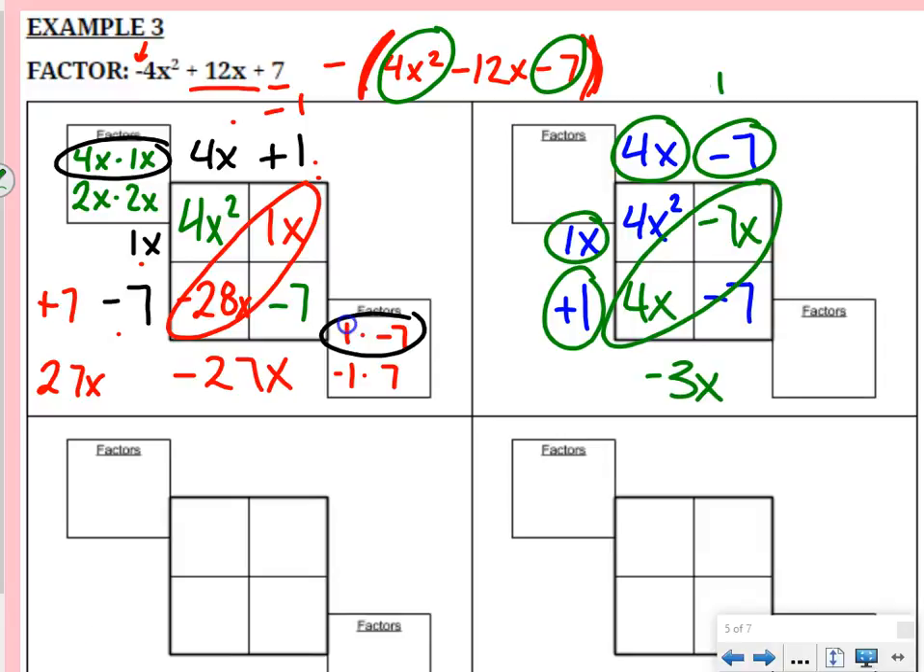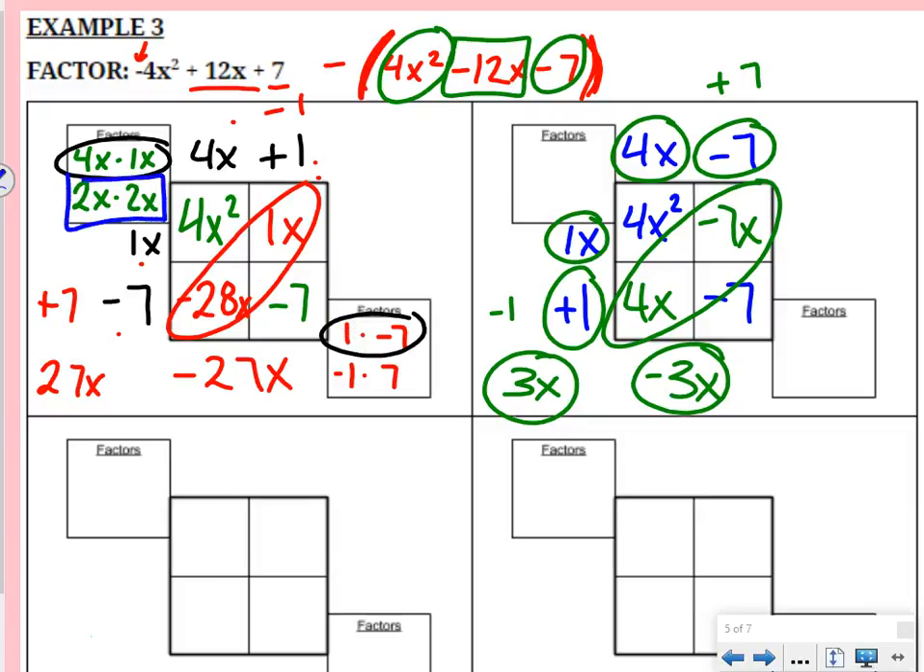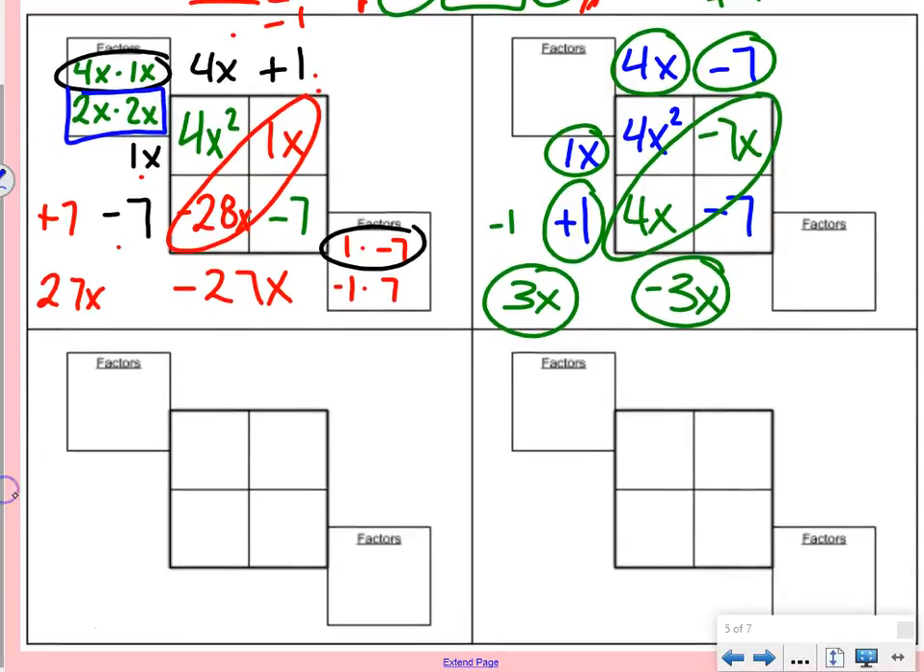And then if we were to switch it to a positive 7 and a negative 1, it would come out to positive 3x. Neither of those is what we're looking for. We are looking for negative 12x. So now we want to switch over and try the 2x times the 2x. See if that's going to work.